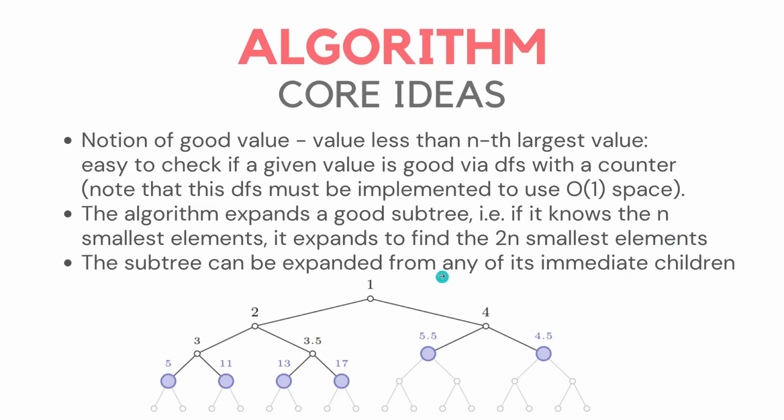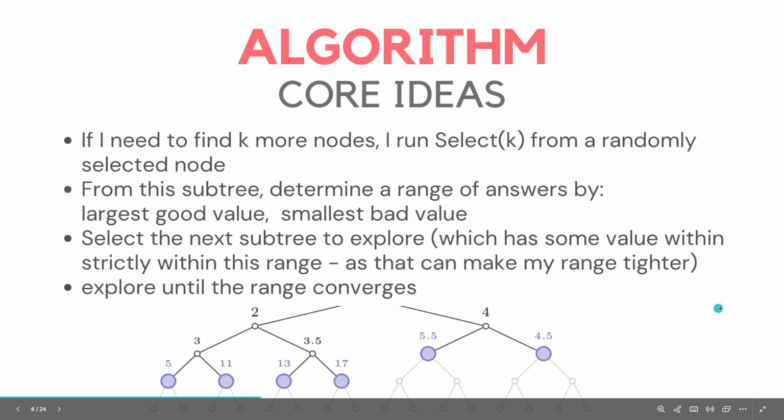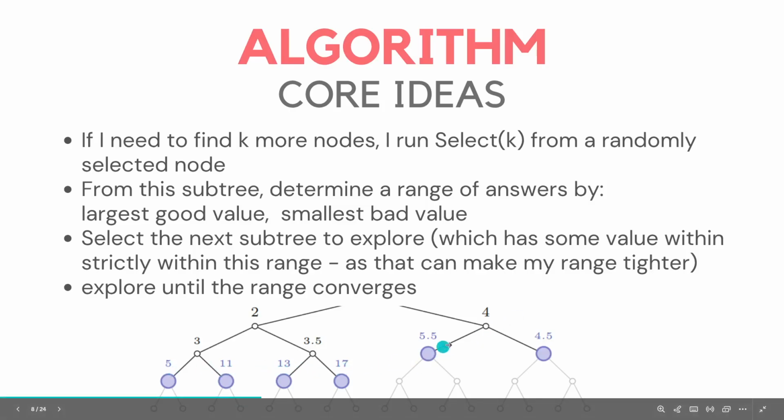Another thing is that the algorithm focuses on expanding good subtrees. If I want to find the 8 smallest elements, I first find the 2 smallest elements, then the 4 smallest, and then the 8 smallest. And one of the ways I find the 8 smallest is that, if I know the 4 smallest, then I just need to find 4 more from something right underneath what I've explored. So maybe from 5 or from 11, 13, 17, 5.5, 4.5, from one of these places, I can continue downwards.